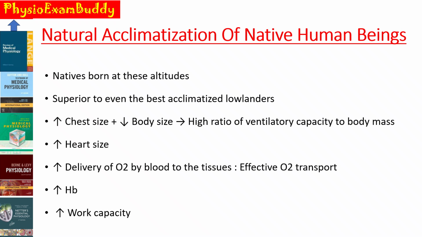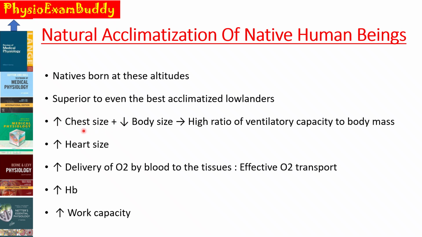Next is about the natural acclimatization of the native human beings living at high altitude. They are the permanent human habitation in the Himalayas as well as the Andes, and they are born and brought up in these altitudes, and acclimatization of these natives begins in infancy itself. In all aspects of acclimatization, these natives are superior to even the best acclimatized lowlanders who have lived at high altitude for 10 years or more.